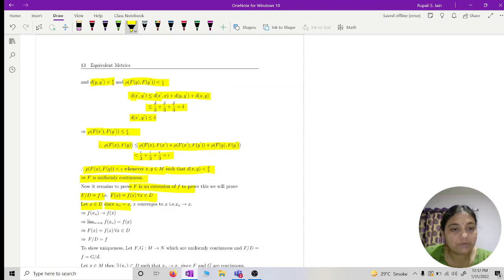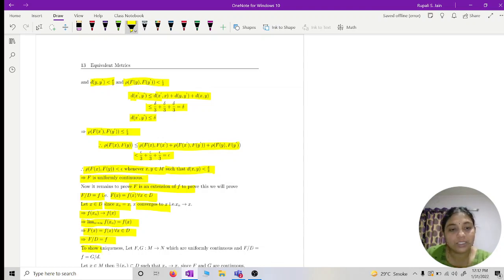Since x_n converges to x, this implies f(x_n) converges to f(x). So the limit as n tends to infinity of f(x_n) is f(x), and capital F(x) is also f(x) for all x in D. So this gives us F restricted to D is nothing but f.